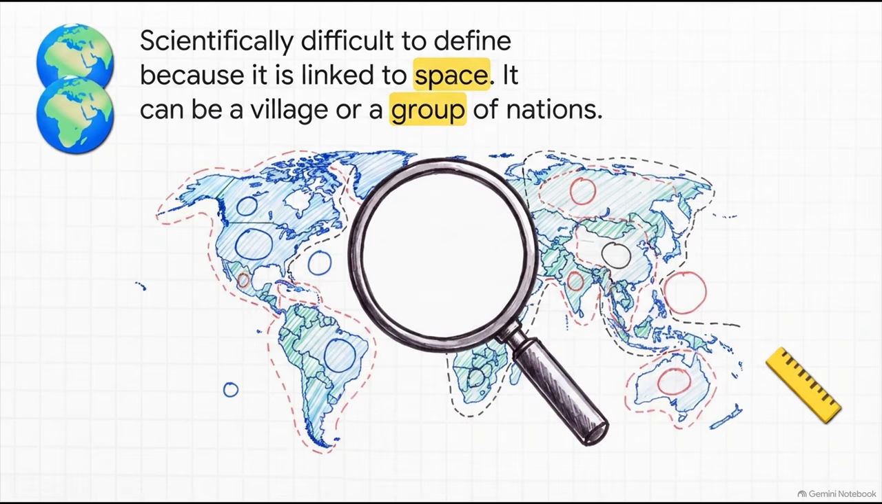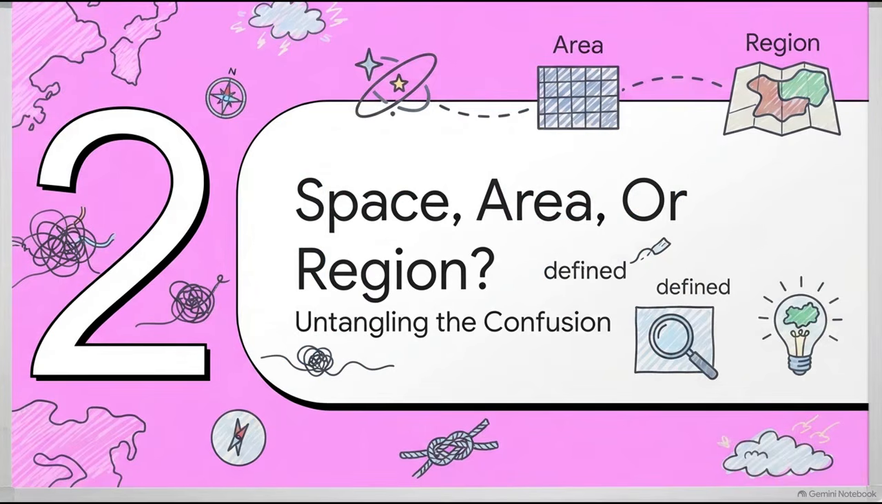The core problem here is that geographers find it scientifically difficult to pin down exactly what a region is because it's inextricably linked to our understanding of space. Basically, until we define space, we can't define a region. Section 2. Space, area, or region, untangling the confusion.